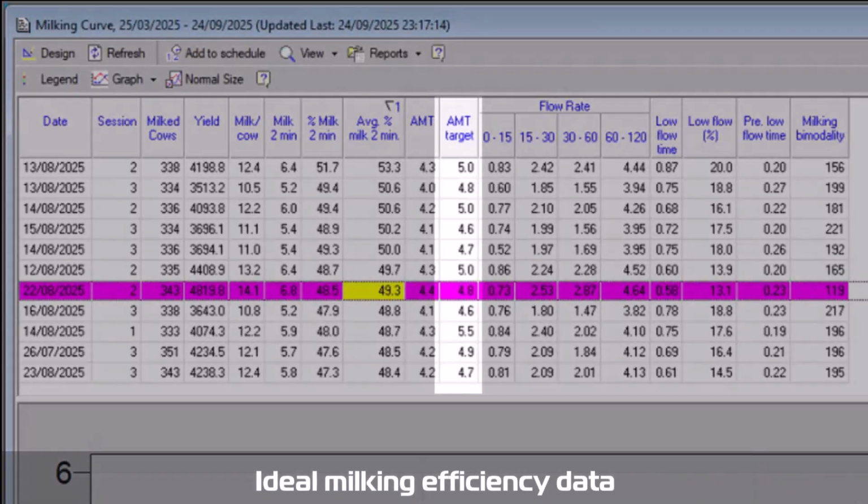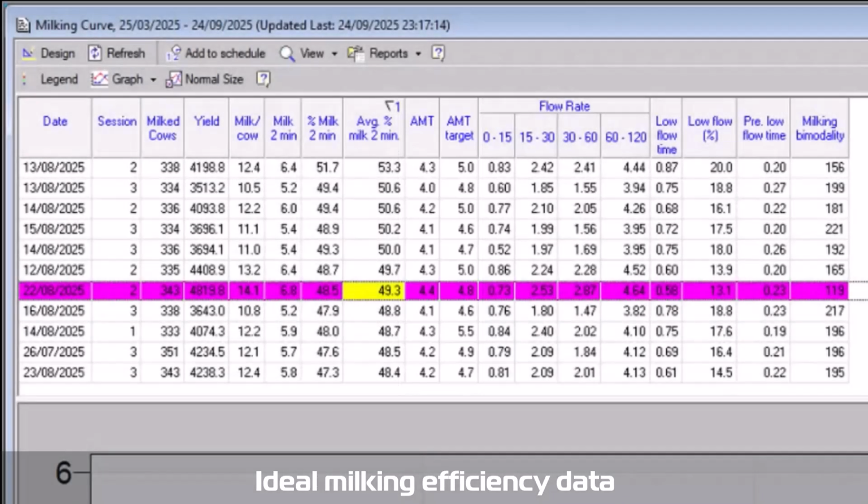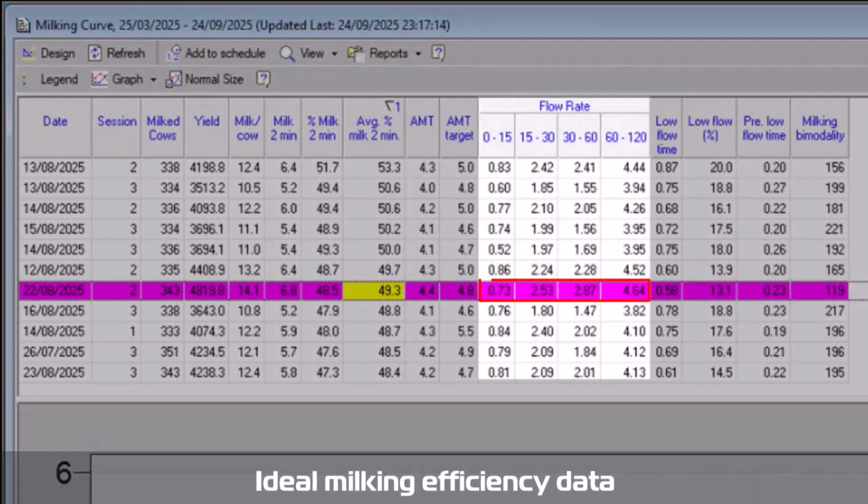Target milking times are based on milk production. Here we can see the actual milking times are consistently shorter than their targets, another high-performance indicator. We can also see that the flow rate consistently increased within those first 2 minutes following cups attachment.